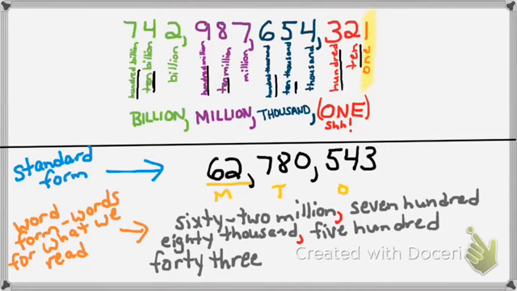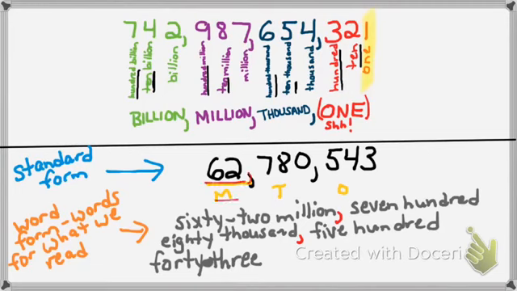540-3. Put that dash in. So how do I read this number? 62,780,543. Let's go through that together one more time.